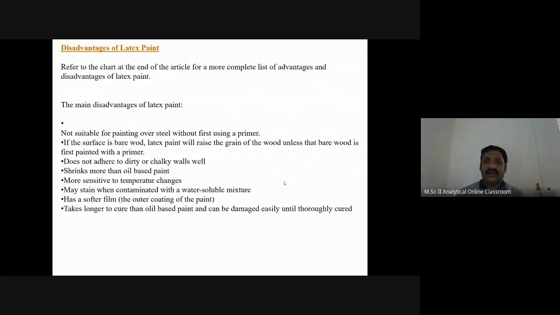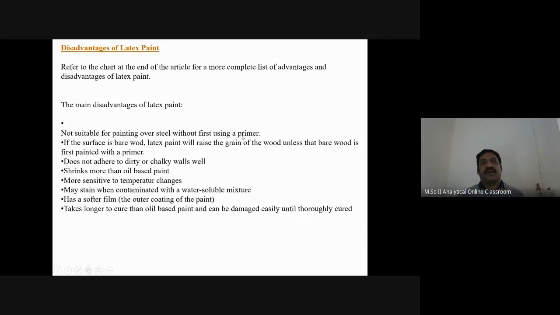Then, what is the disadvantage of latex paint? Refer to the chart at the end of the article for a more complete list of advantages and disadvantages of latex paint. The main disadvantage of latex paint: okay, that chart I am not providing to you, but you have to see what the main disadvantage is. Latex paint is not suitable for painting over steel without first using a primer. So that is the main disadvantage of latex paint. What is that? It requires a primer.